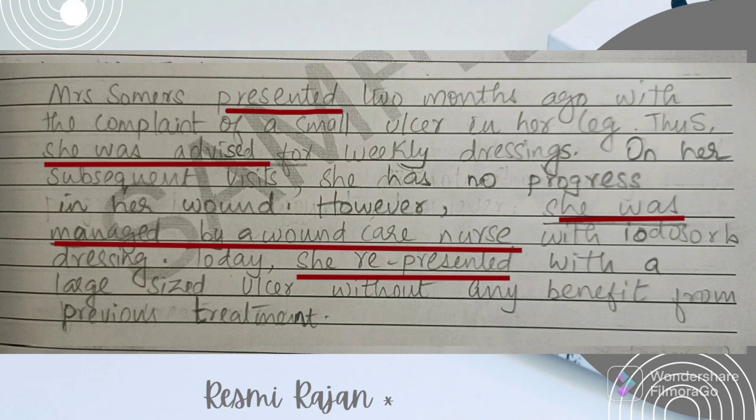On her subsequent visits, she has no progress in her wound. However, that should be active only: she has no progress. Then, however, she was managed by a wound care nurse with hydrocolloid dressing. Most of the students, how will they write? "However, a wound care nurse service with hydrocolloid dressing has been initiated."